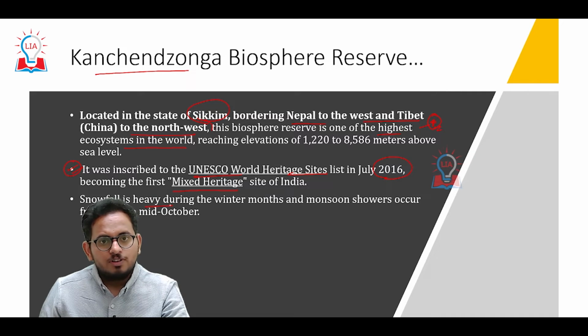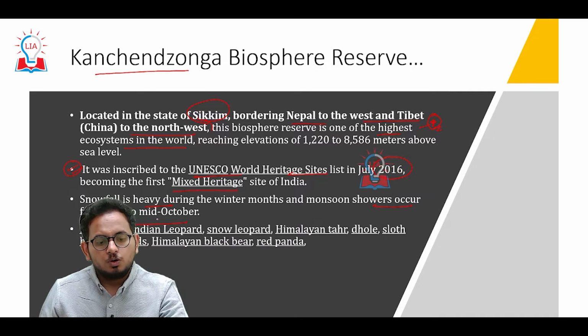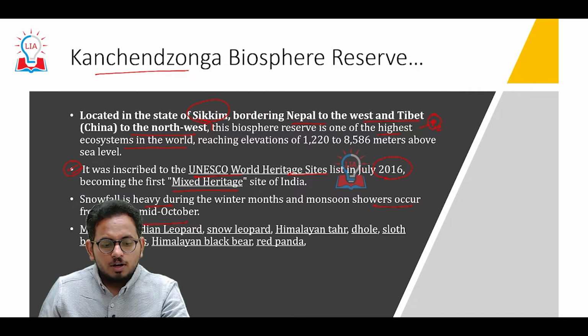Snowfall is heavy. Obviously, it will be heavy because of the altitude during the winter months, and the monsoon showers occur from May to mid-October. Flora and fauna: musk deer, Indian leopard, snow leopard, Himalayan thar, sloth bear, Himalayan black bear, and red panda.